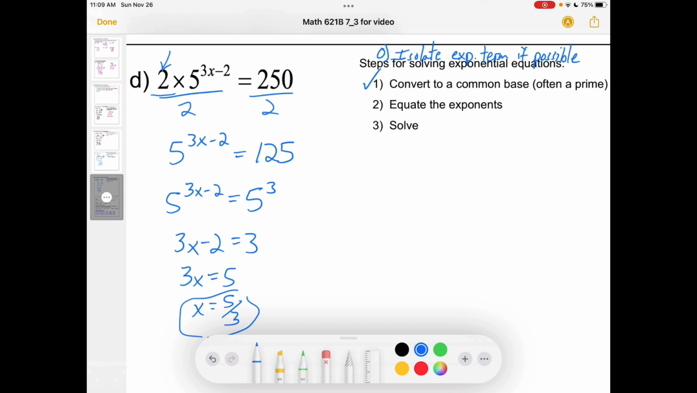Okay. So if we've got a situation where there's a coefficient out front, maybe you want to divide that out and try and isolate that exponential term.